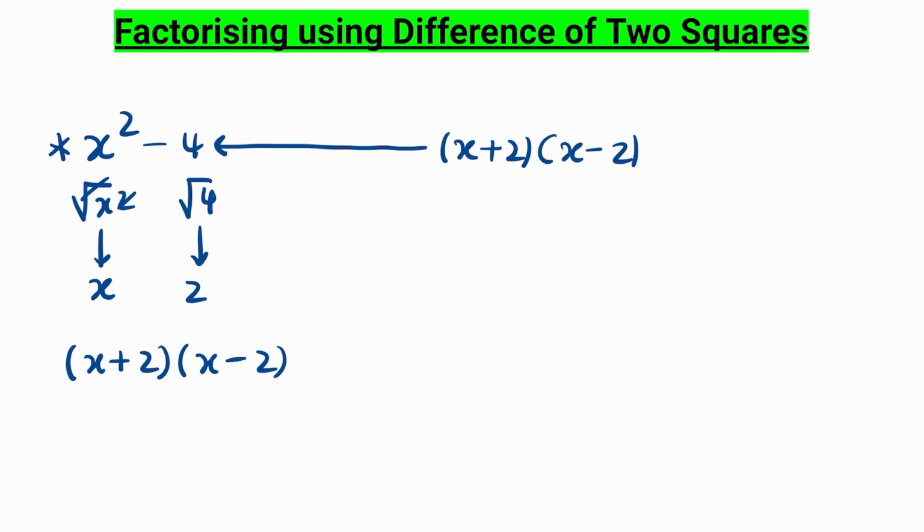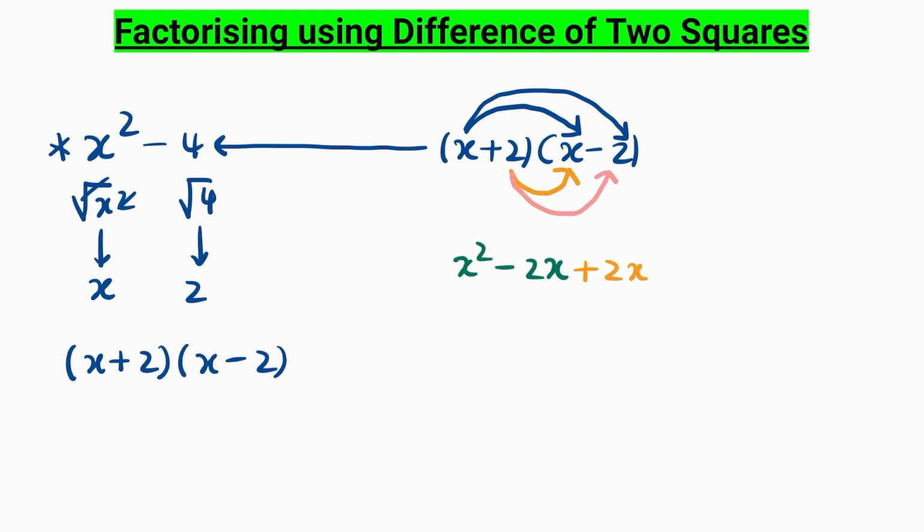How can we expand this? We have to multiply x here by the x here, which will give us x squared, and then the x here by the minus 2, which will give us minus 2x. After that, we have to multiply 2 by x here, which will give us plus 2x, and then 2 multiplied by minus 2. 2 multiplied by minus 2 is minus 4.